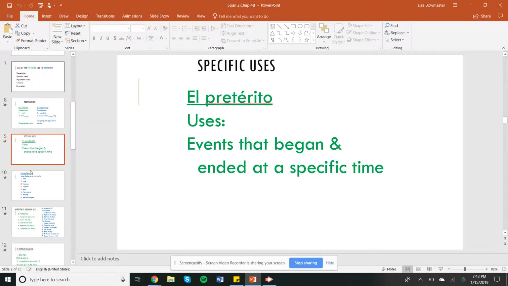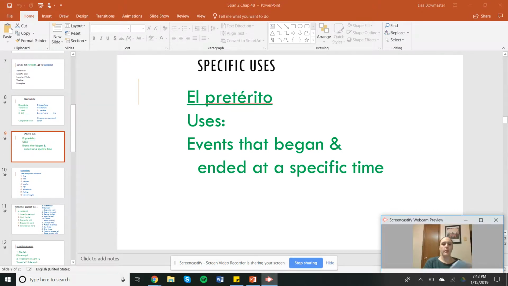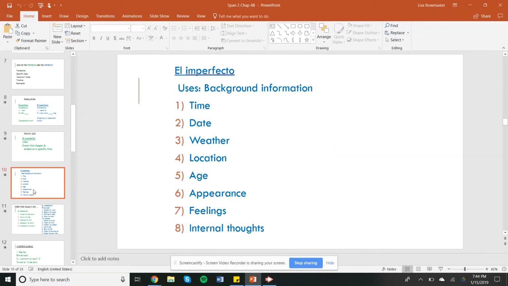Now we have specific uses. So open up your flip book. Now to specific uses. You see that I had to write a little bit small for imperfect, but otherwise I could fit it all on that tab. For the preterite, it's events that began and ended at a specific time. On a timeline, I could put a dot where it started, a dot where it stopped, and that's it. Call it good. The imperfect, though, is a little more goofy.